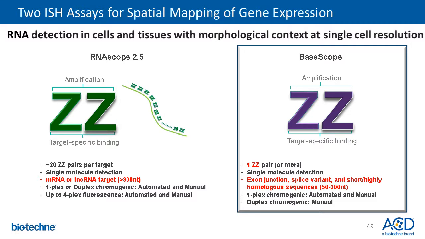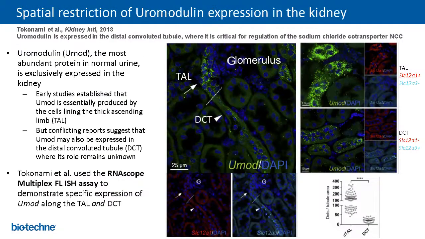The RNAscope assay can be performed with up to two targets chromogenically or four targets fluorescently. In addition, it can be performed manually or in automated stainers from Leica and Ventana. The BaseScope assay can be performed with up to two targets chromogenically. The singleplex assay can be performed manually or in automated stainers from Leica and Ventana, while the duplex assay is currently available as a manual protocol.